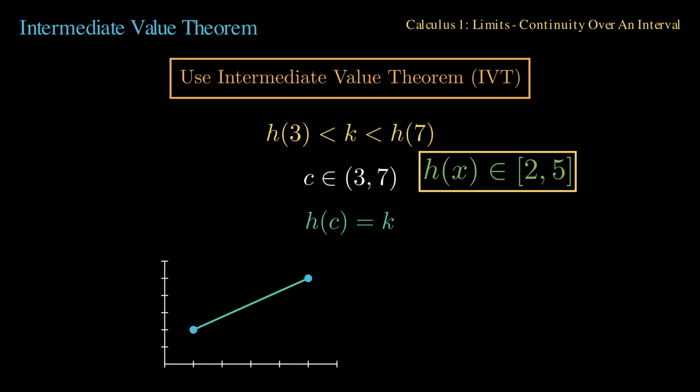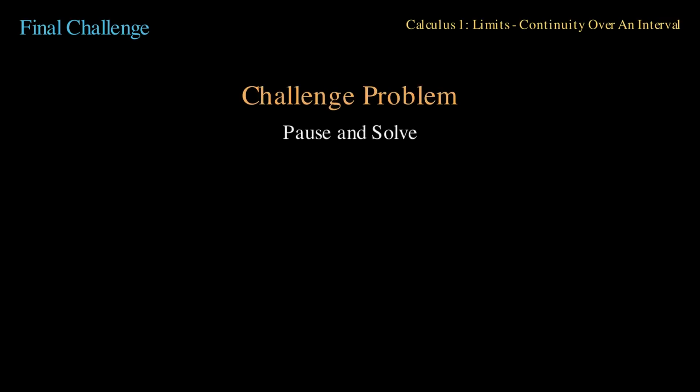Since h is strictly increasing, we see this behavior. Values of h of x will take every number between 2 and 5. Therefore, possible values for h of x range over 2 and 5. Now, it's time for our final challenge problem. Pause this lecture and try to solve the problem.